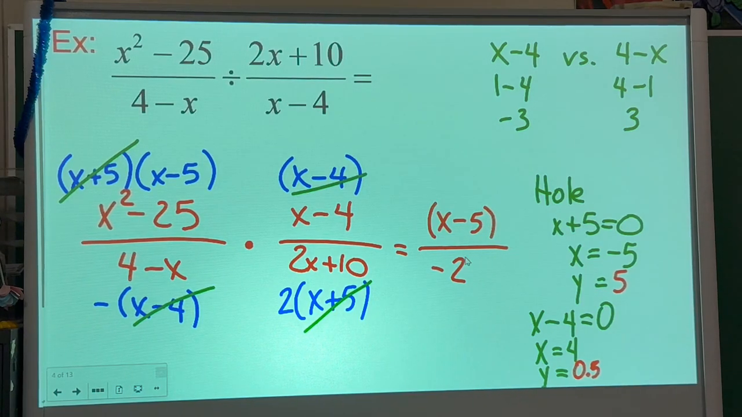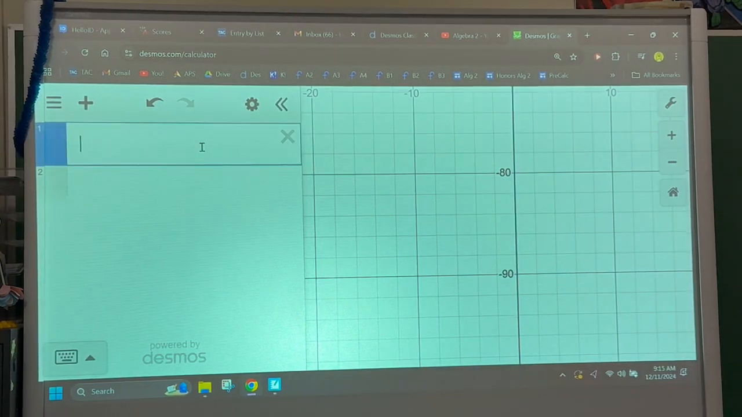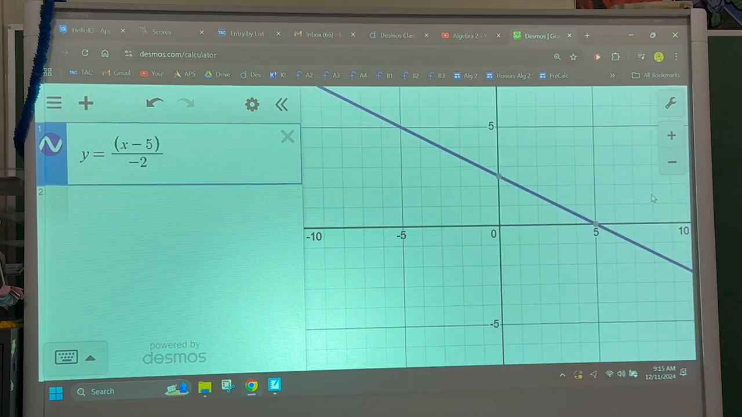Let's take a look at what this graph looks like. I'm going to put the original in, I'm going to put the new one in, and we'll compare the two and see they should be the same graph, with the difference being one of them has a hole and one of them doesn't have a hole. There it is. And I can see there are no holes in this graph as I move along. One of my holes was supposed to be at 4, nothing there. One of them is supposed to be at negative 5, nothing there.